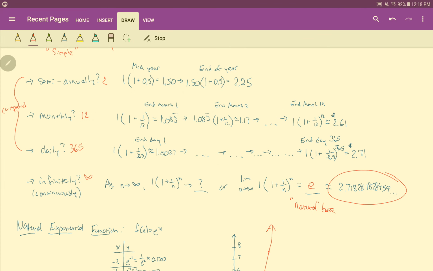Okay, anyway, that's the end of it. We'll stop there. We're going to use this e from here on out. So when you see e, think this number right here. That's the natural base.